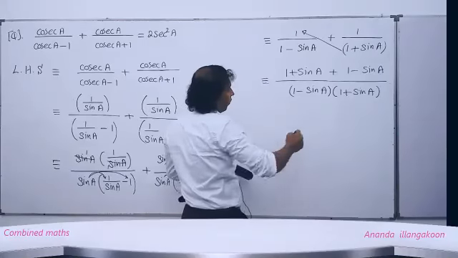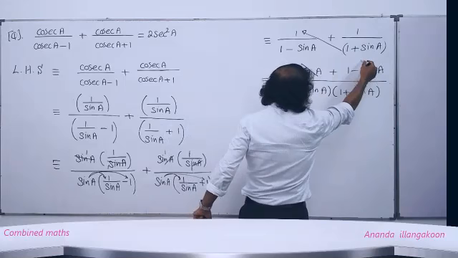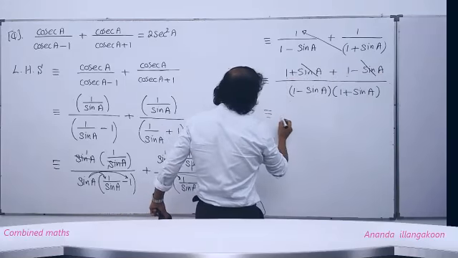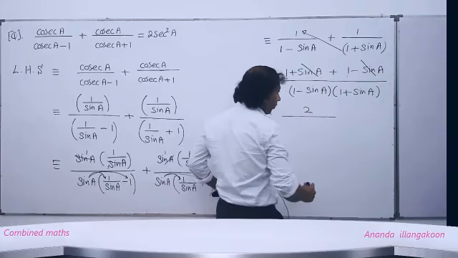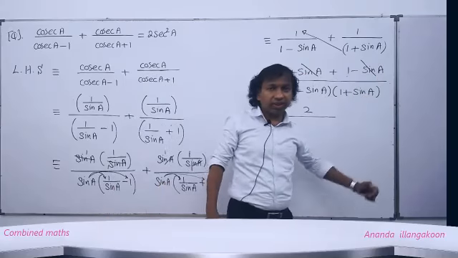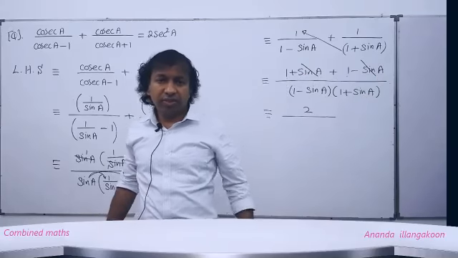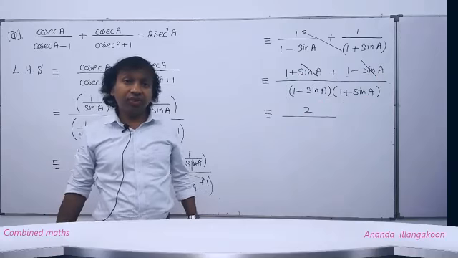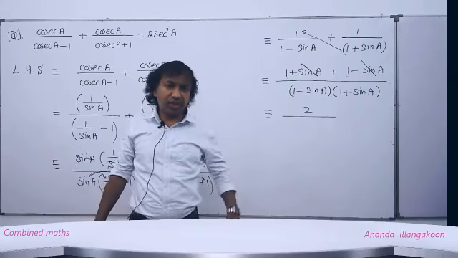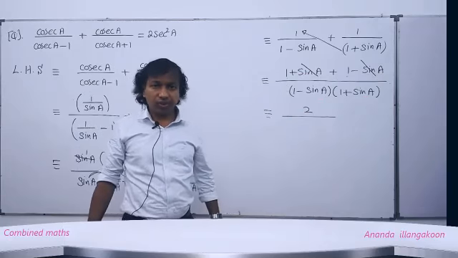Then you can cancel down here what? Sin A and minus sin A. 1 plus 1 means 2. People, can you remember what is this 1 minus sin A into 1 plus sin A? Last week we learned 1 minus sin A into 1 plus sin A is 1 minus sin squared A. What is 1 minus sin squared A? It is, people, cos squared A.